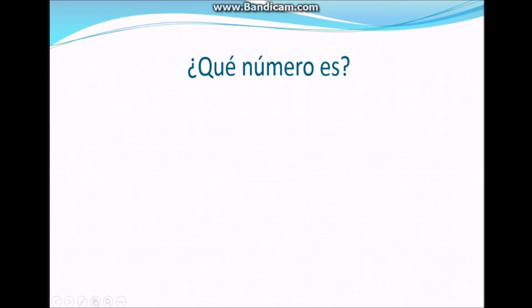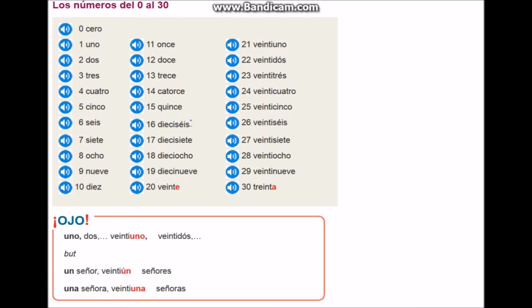All right, so let's practice all these. ¿Qué número es? When you see the number pop up, identify what it is. 7, 16, 29, 1, 0, 15, 21, 9, 23, 11, 30, 4, 12, and one more, 28. Muy bien.